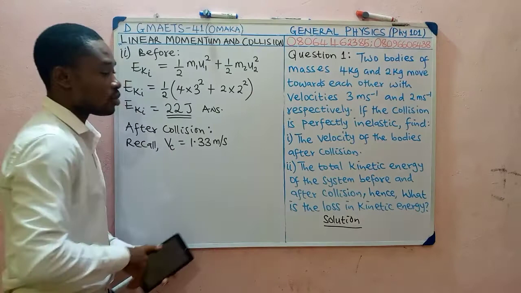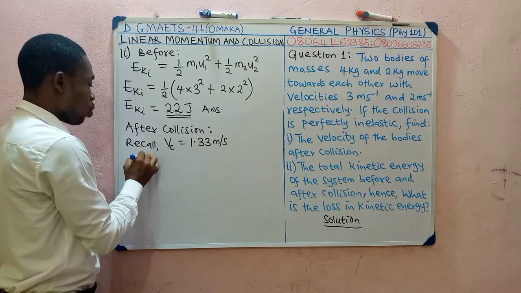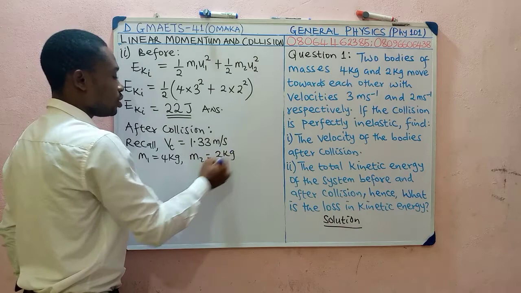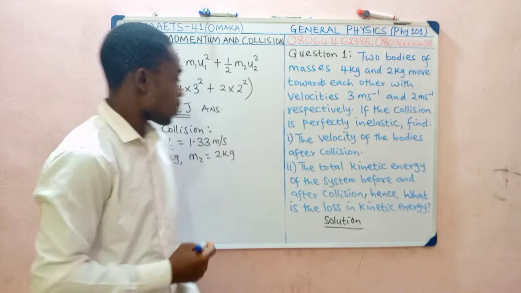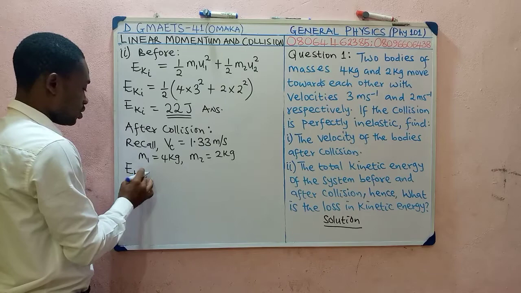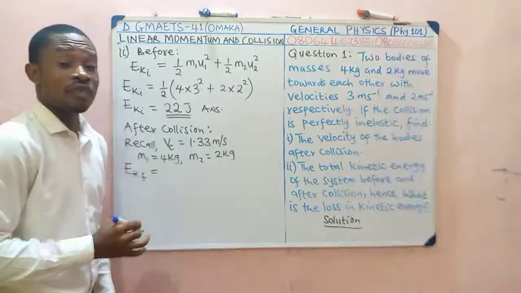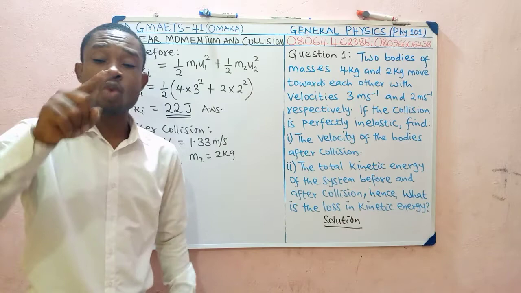Now the masses are still the same. So we're going to have M1 is equal to 4 kg, M2 is equal to 2 kg. Alright, there is no change in mass. Remember the condition for momentum to be conserved: the mass of the system before and after must remain the same. Good. So we're going to write that the final kinetic energy, EK final, is equal to, of course, the formula is going to be 1/2 m1 vc squared plus 1/2 m2 vc squared, because they have common velocity.